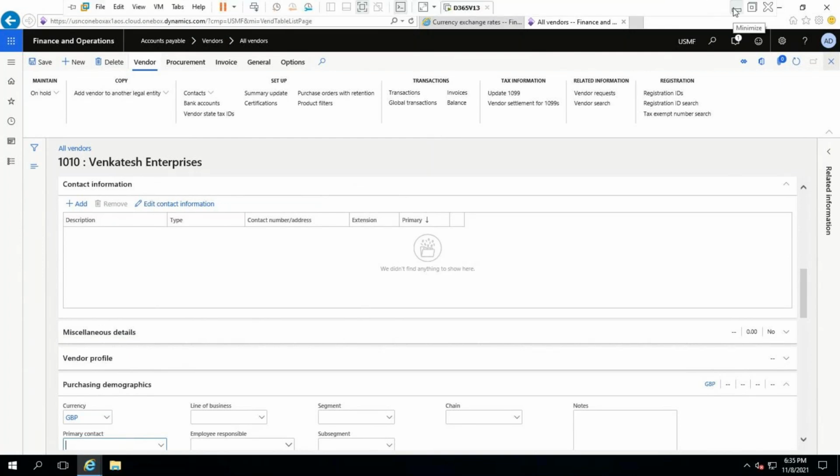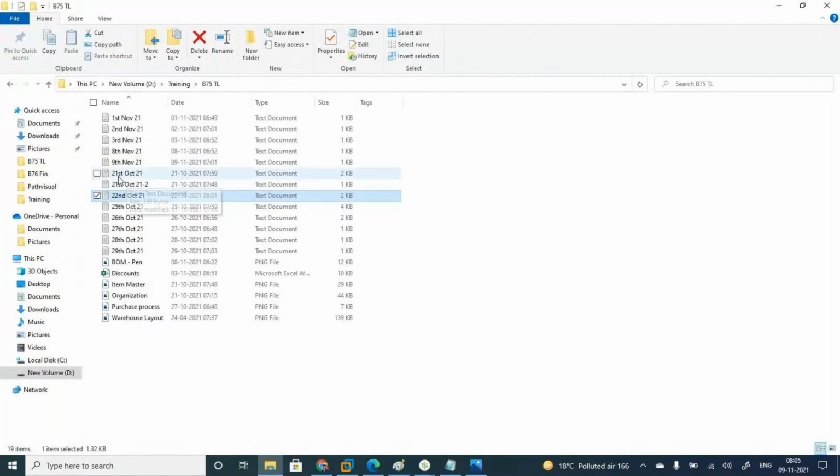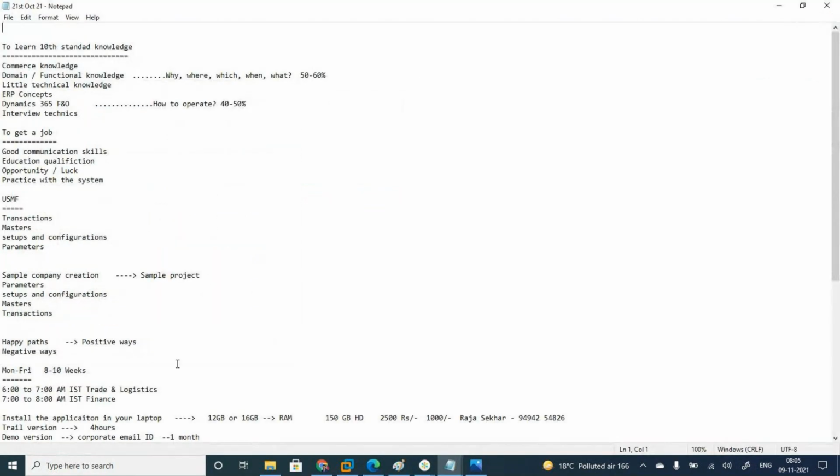Yeah, that's what I have explained in the demo session. See, initially I will focus on transactions first. Slowly you are going to learn masters, and then you are going to learn setups and parameters, configurations. After 1 month, I will create a sample company, and I will show you the complete process from scratch. It is indirectly a sample project implementation.